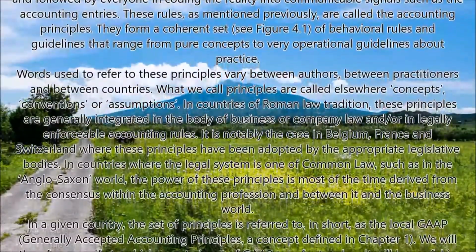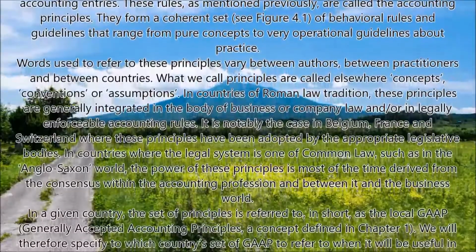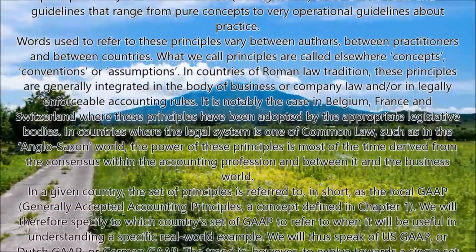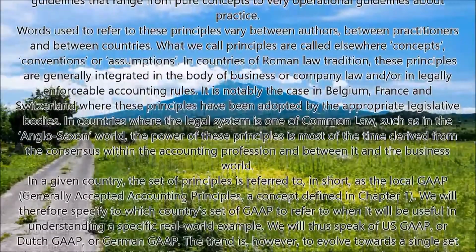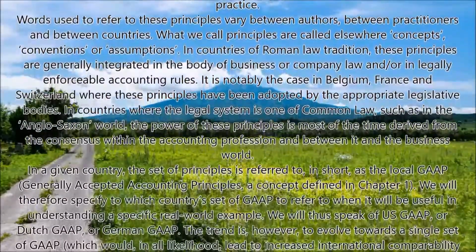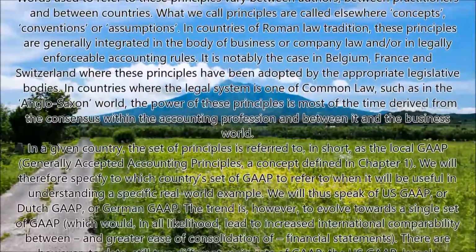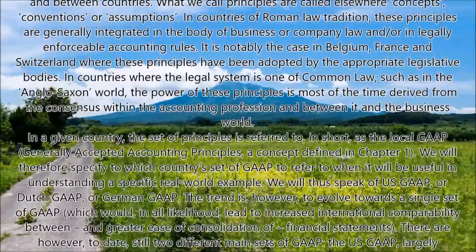We will therefore specify to which country's set of GAAP to refer to when it will be useful in understanding a specific real-world example. We will thus speak of US GAAP, or Dutch GAAP, or German GAAP. The trend is, however, to evolve towards a single set of GAAP, which would, in all likelihood, lead to increased international comparability and greater ease of consolidation of financial statements.